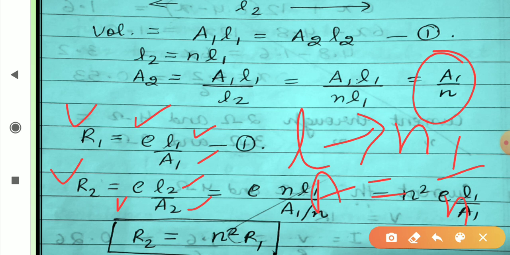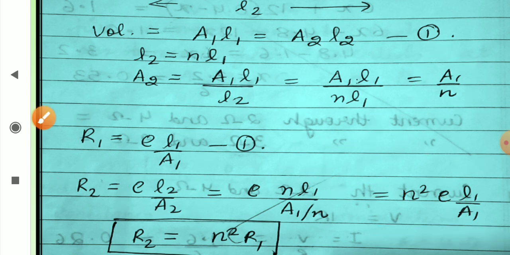राइट. और अब हम क्या कर सकते हैं, वी कैन डिवाइड R2 बाई R1, और डिवाइड करेंगे तो यहाँ पर हमने L2 और A2 की वैल्यू पहले डालनी पड़ेगी. नाउ जस्ट लुक एट इट. In place of L2 I have placed n L1. In place of A2 I have placed A1 upon n.